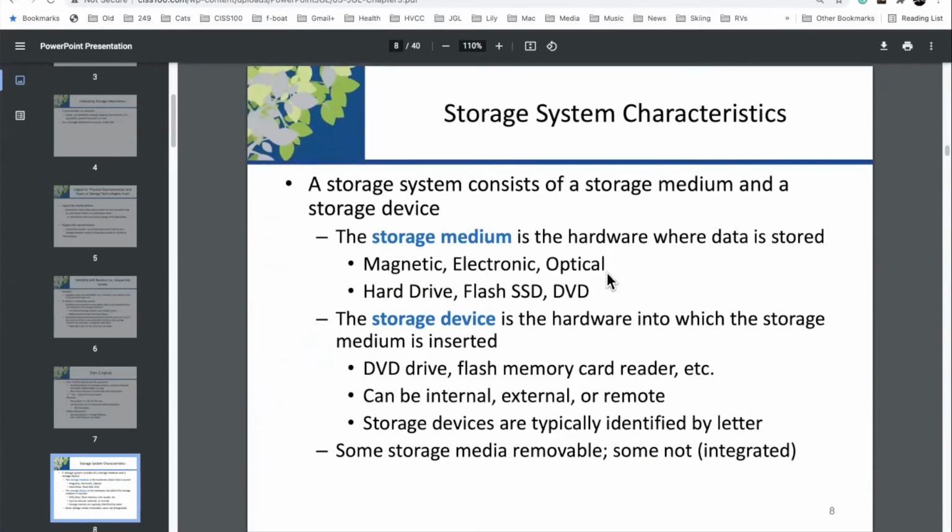Okay, so when we look at storage system characteristics, we have the medium and the device. In some cases, the two are inseparable. In others, we naturally think of them as separate entities. Looking at storage mediums, we have magnetic, electronic, and optical. An example of a magnetic medium is the hard drive. An example of the electronic medium: flash, SSD, the USB thumb drive. And then optical, of course, would be the CD or DVD.